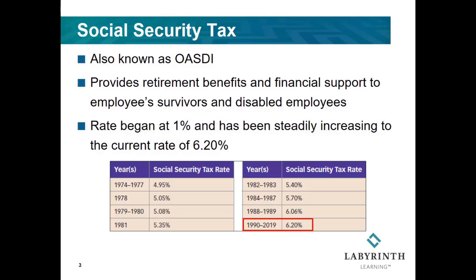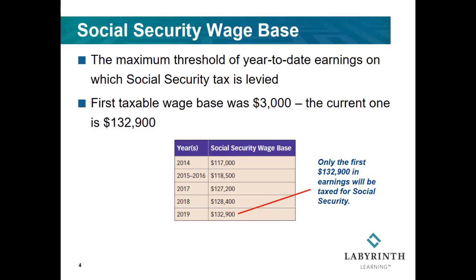which would then be drawn from to provide financial support to individuals starting at age 62. The rate began at 1%, and this was in 1937, around the time of the Great Depression when our president was Franklin Roosevelt. It has steadily increased to what is now 6.2%. So for every $100 of taxable wage, one must pay $6.20 into the Social Security Tax Fund.